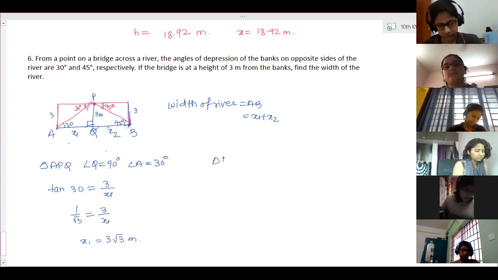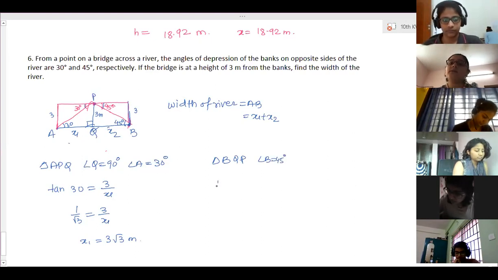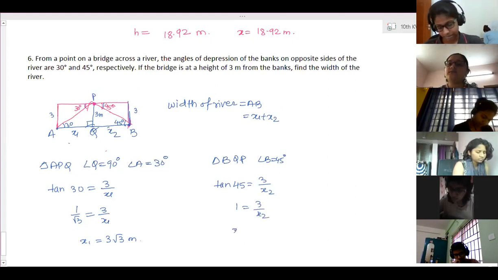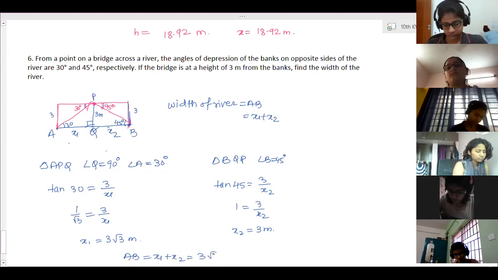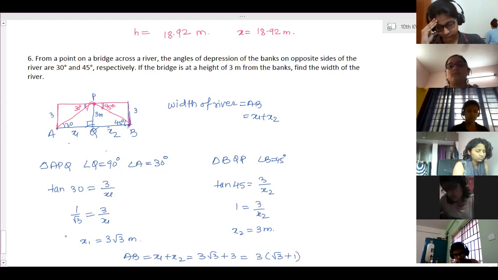And triangle BQP, angle B is 45 degrees. So tan 45 is equal to 3 by x2. 1 is equal to 3 by x2. x2 is equal to 3 meters. So AB is equal to x1 plus x2. So 3 root 3 plus 3, that is equal to 3 into root 3 plus 1.